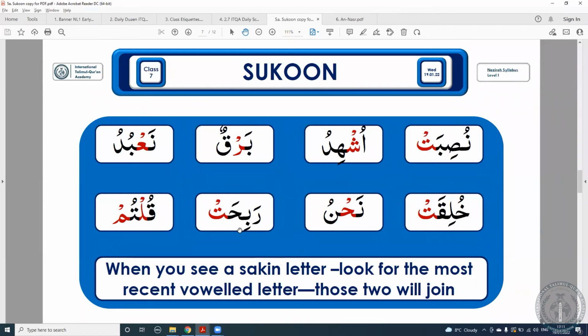This example over here, we have ta sakin. It will join on to the ha, being the most recent voweled letter. Rabihat. This one over here, ha is the sakin letter. It will join on to the noon. Nahnu. And over here, the ta is the sakin letter. It will join on to the qaf because it is the most recent vowel letter. Khuliqat. Okay, so those were just a few examples where we see sakin letters.